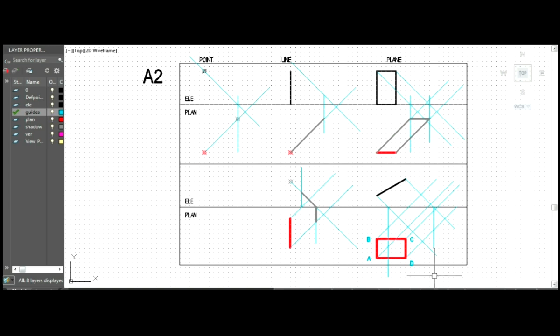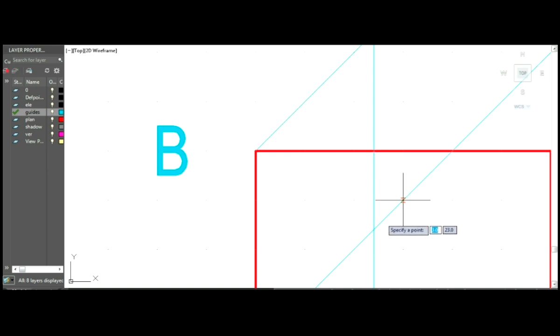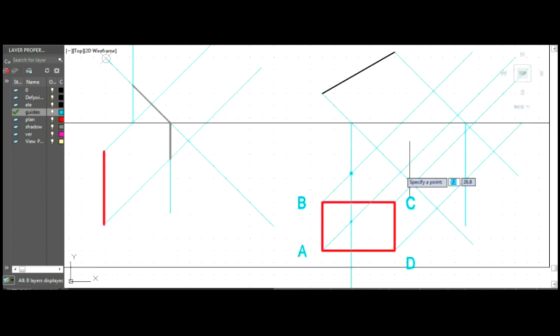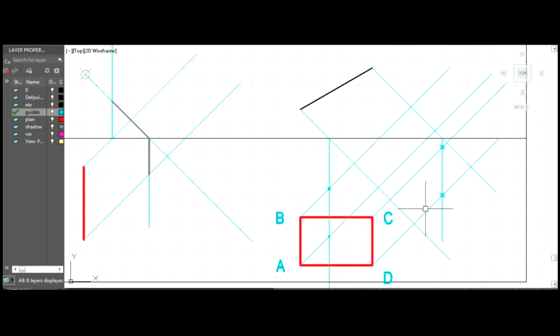So with these points, I'll just mark the points for you. So intersection point 1, 2, 3 and 4. Let's just set that in. So these 4 points form the corners of the shadow.